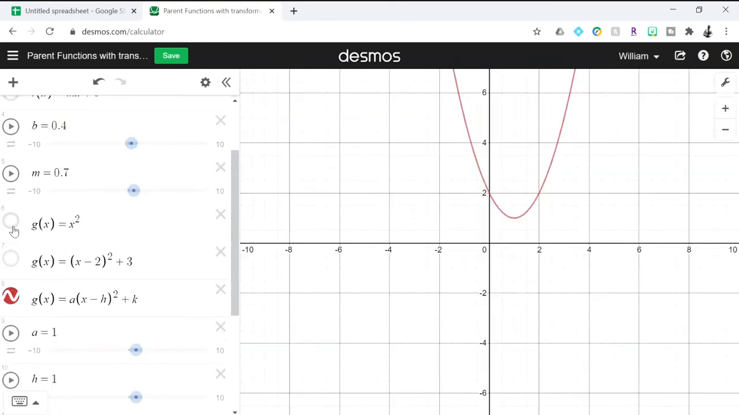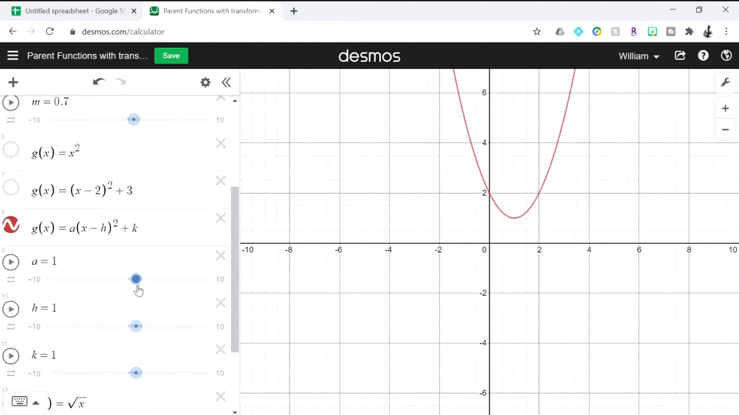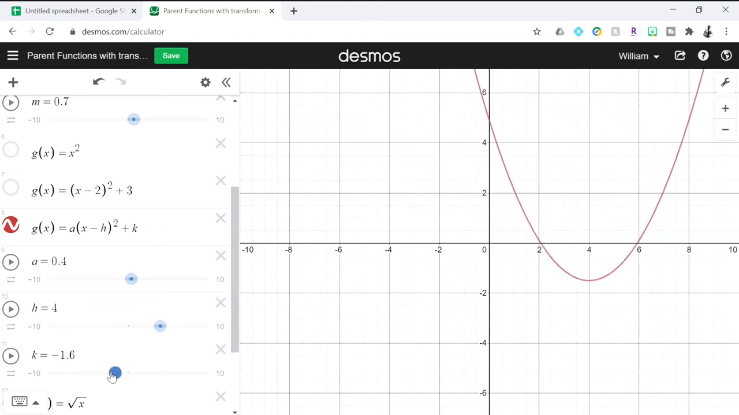Going back to our other graph here, we're going to see that now all this comes together. If I slide this, I can make it open up downwards. I can make it open up upwards. I can shift it left and right by changing my h value here. And I can shift it up and down by changing the k value. These things, the a, h, and k, are going to show up in our other functions. So I'm just going to leave those sliders in there. I'm going to turn off this.